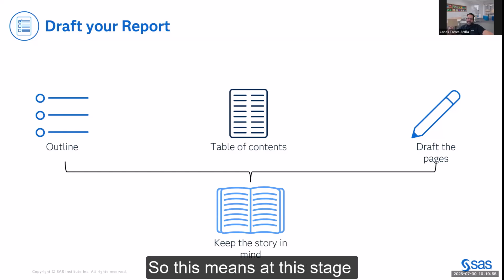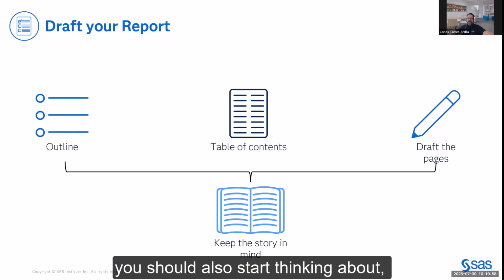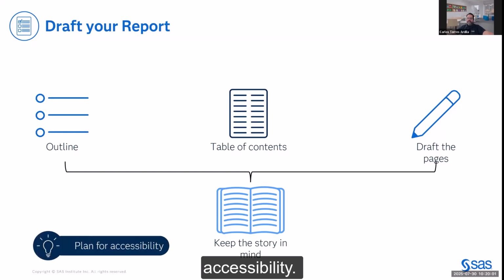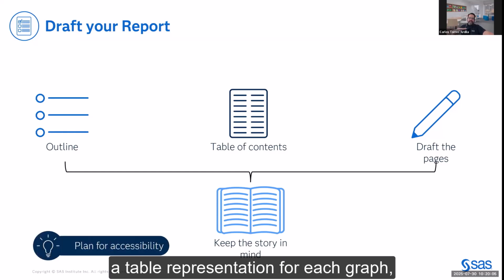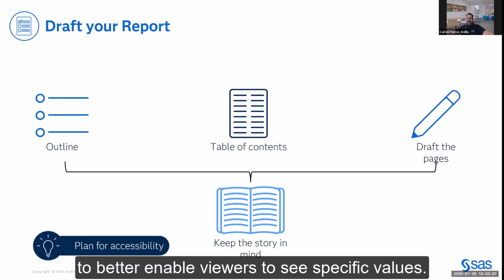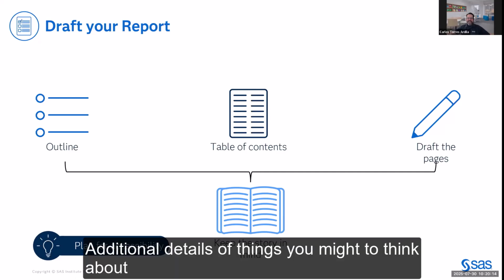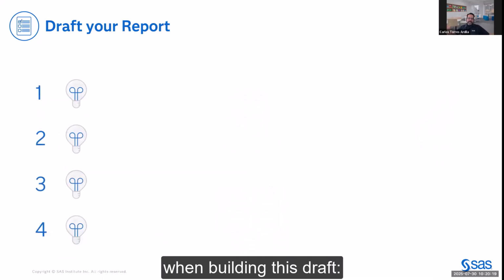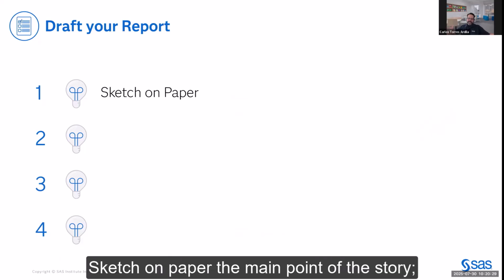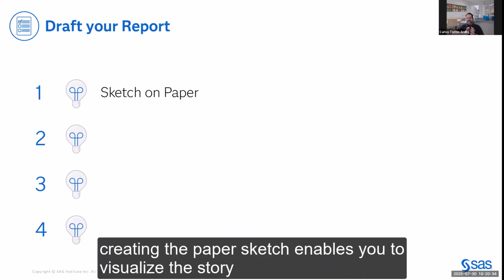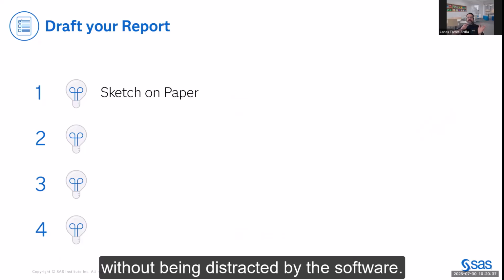So this means at this stage, you should also start thinking about and planning for accessibility. For example, you can plan to add a table representation for each graph to better enable viewers to see specific values. Additional details or things you might think about when building this draft. First step, still very valid and still very relevant: sketch on paper. Sketch on paper the main point of the story. Creating the paper sketch enables you to visualize the story without being distracted by the software.